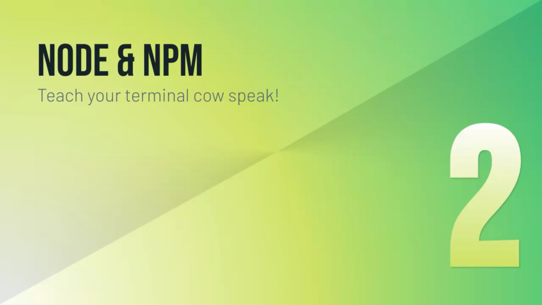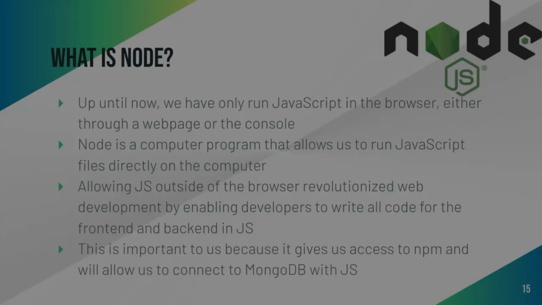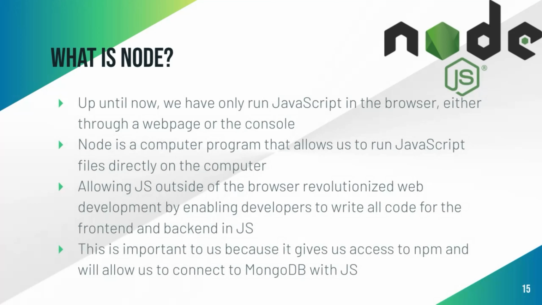Cool. So now we're going to be talking about Node and NPM and teaching your terminal to cow speak. Up until now, we've only been using JavaScript in the browser, and that has occurred either through a web page or through the console. What Node has allowed JavaScript developers to do is write JavaScript code that can be run directly on your computer. That has completely changed web development, because now not only does your front end use JavaScript, you can also write backend code in JavaScript.